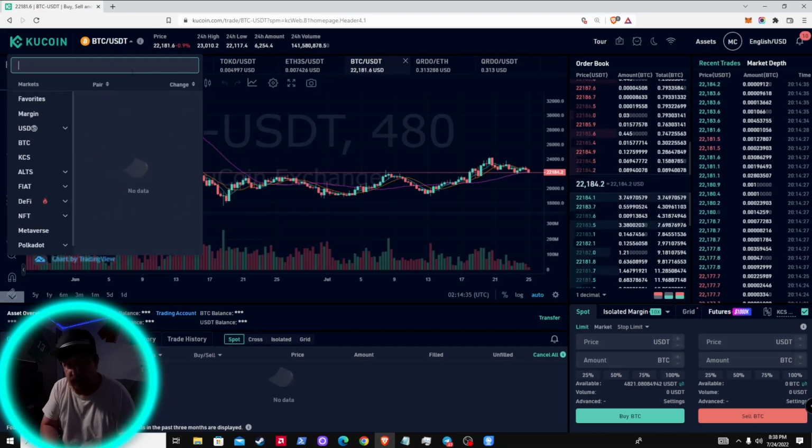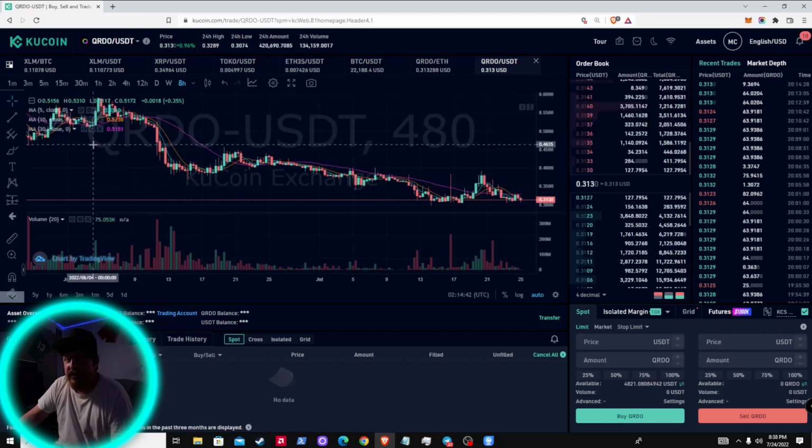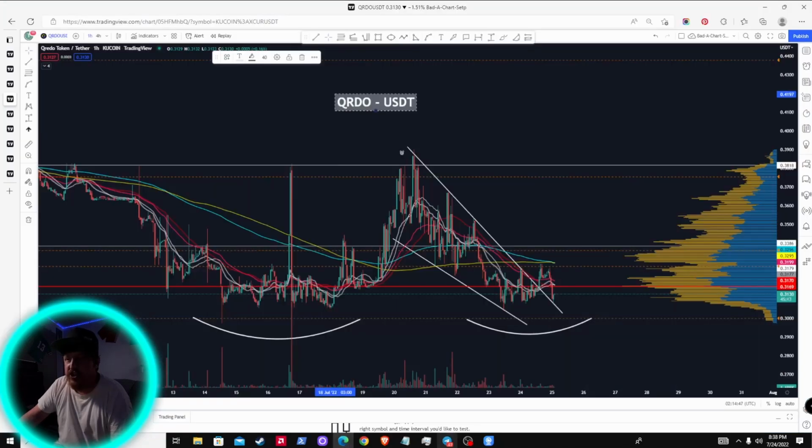And the coin that I'm going to purchase today is QRDO or Credo. I'm going to look for the USDT pair, and I'm going to click on that. Go ahead and let it load up the coin. And then I'm going to hop over here to the chart that I have pulled up.